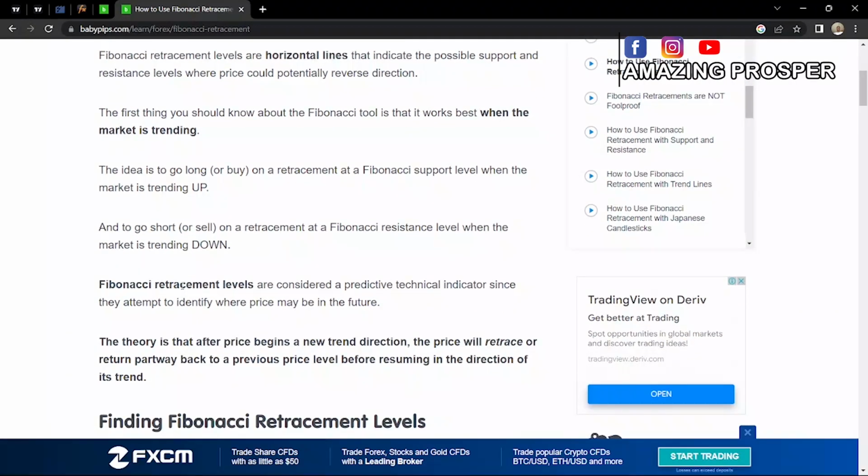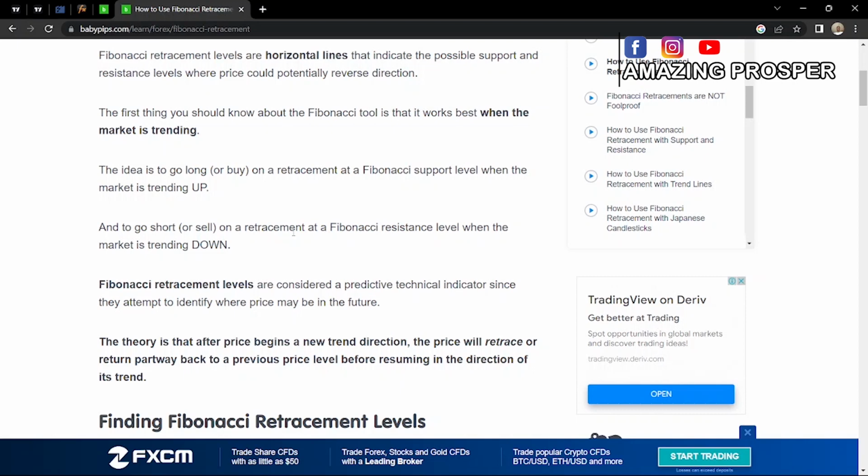The first thing you should know about the Fibonacci tool is that it works best when the market is trending. The idea is to go long. When you say go long in forex trading, it means buy. That's why they are showing this buy, on a retracement at a Fibonacci support level, when the market is trending up, and to go short. Whenever you hear the word short in forex trading, it means sell.